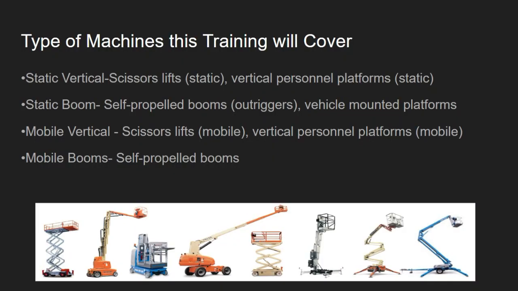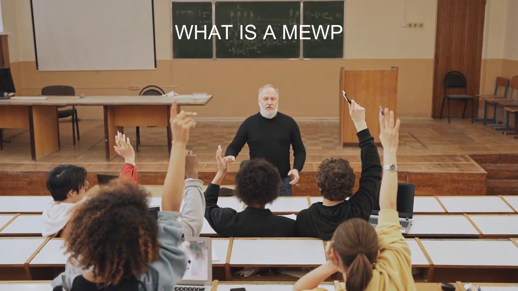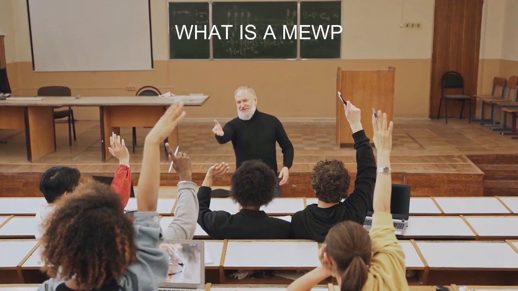We will go over different types of equipment in this course, such as static type, vertical scissors, vertical personal lifts, static boom, self-propelled boom with outrigger and vehicle mounted platform, mobile vertical scissor lift, vertical personnel platform, and mobile boom and self-propelled boom. Who can tell me what an MEWP is?